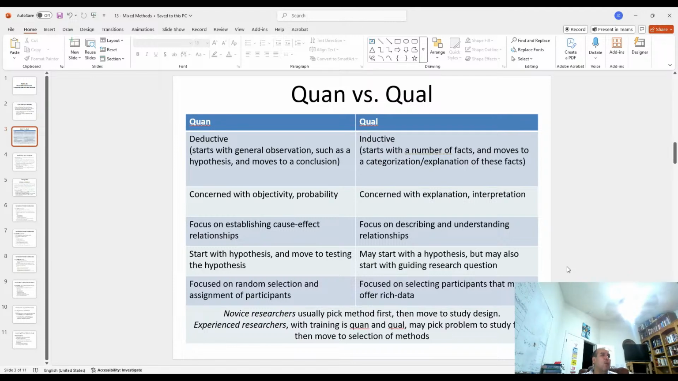Novice researchers usually pick one method and then they move to design a study. Experienced researchers, particularly with training in both qualitative and quantitative, may pick problems to study first, and then they move to the selection of methods, knowing that they want to design a study that uses both methods, that utilizes both of their specializations to be able to achieve ultimately data triangulation in their study by having expertise in both.